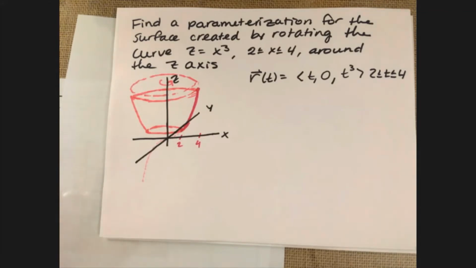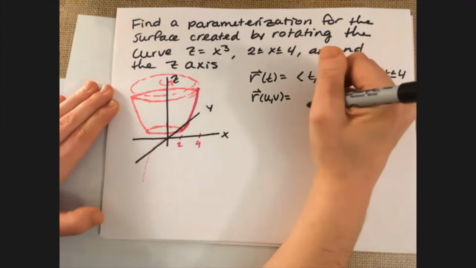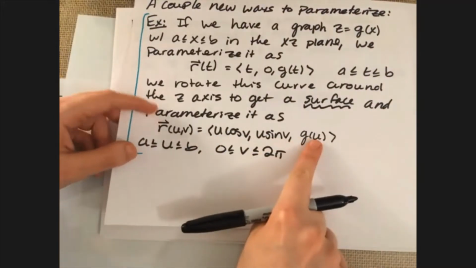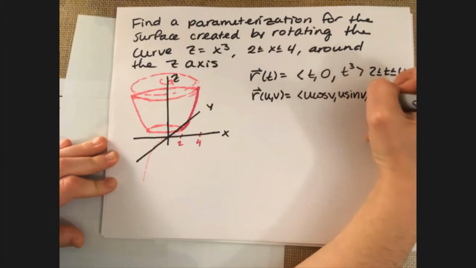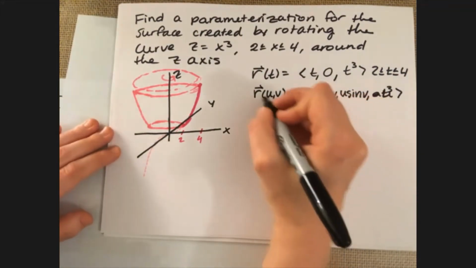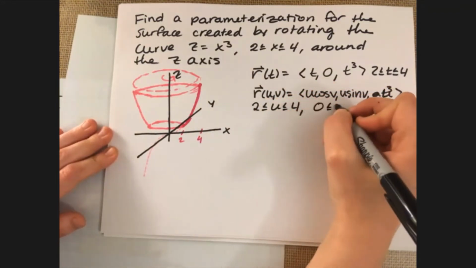And in order to do that, we take this formula. We've got r of u, v equal to, well, I can just plug it in: u cosine v, u sine v. This is just looking back at this right here. And then the z component really just stays the same. We swap out t for u. Oops, that should be a u. Okay, and then in this case, we have u going from 2 to 4, and v goes between 0 and 2 pi.